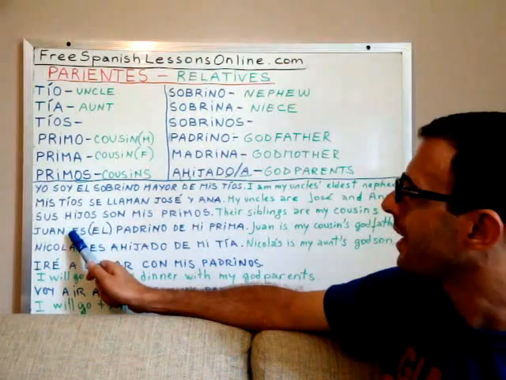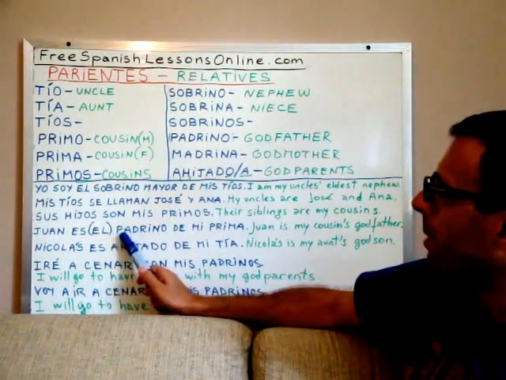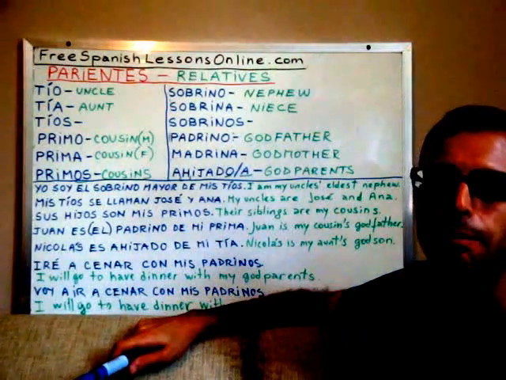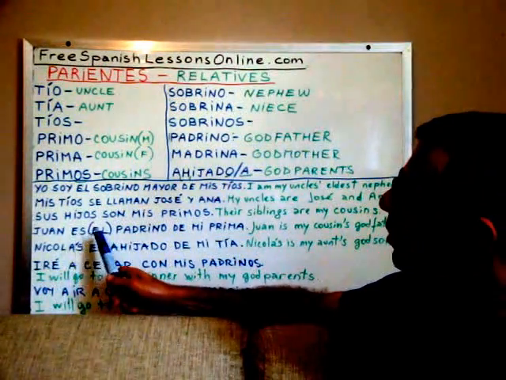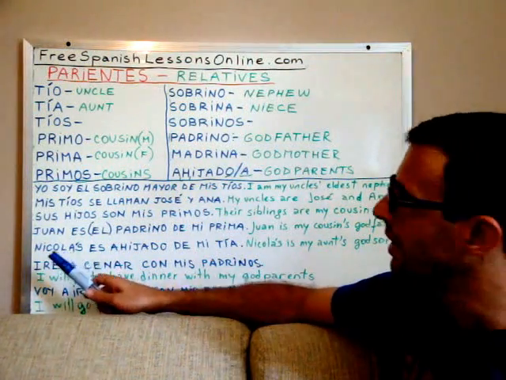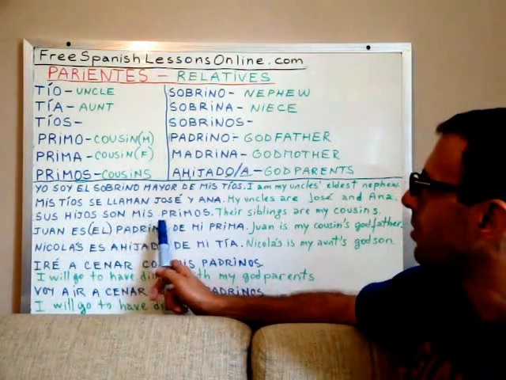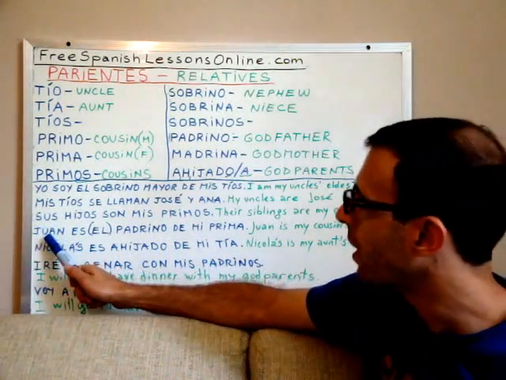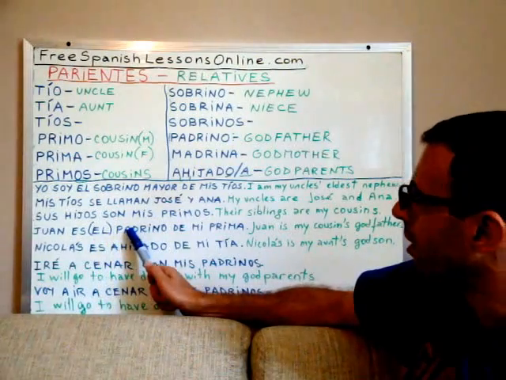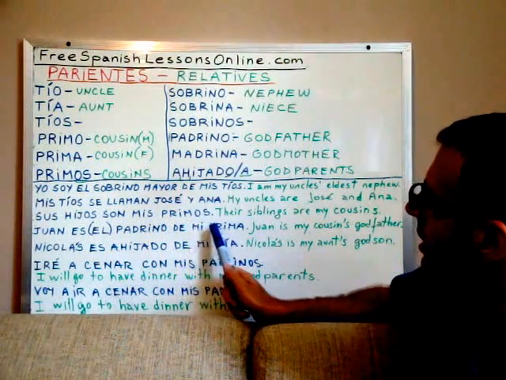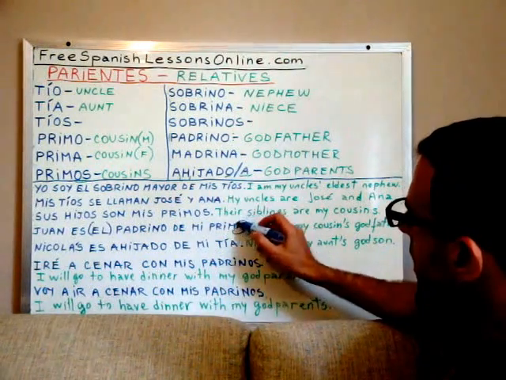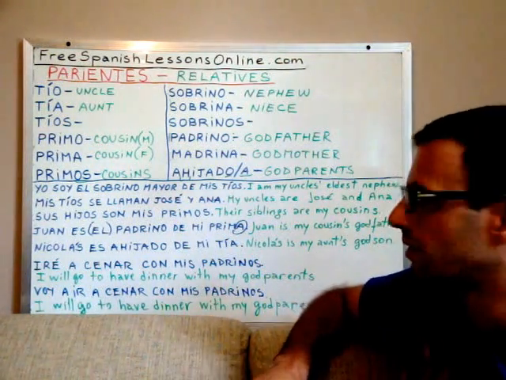Juan es el padrino de mi prima. We can also omit the el, okay, the article, and we can say Juan es padrino de mi prima. This would be Juan is godfather or the godfather of my cousin, okay? Prima is female cousin. You can see the ending in A, right? Female cousin.